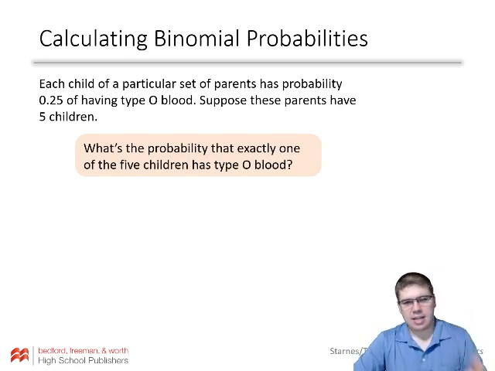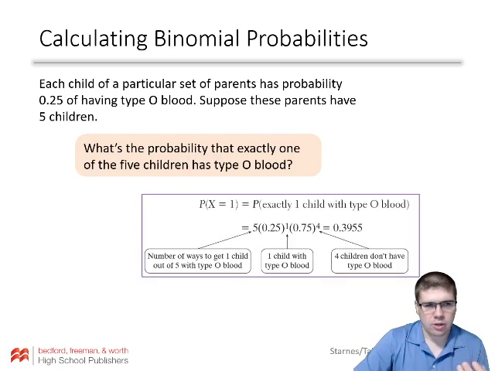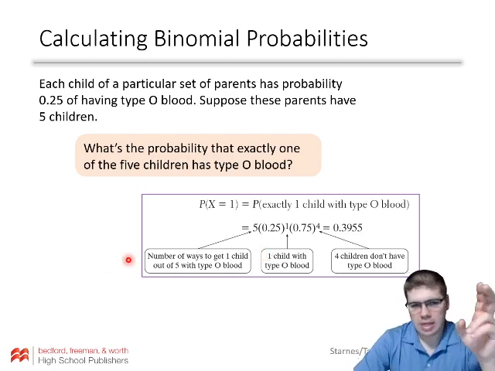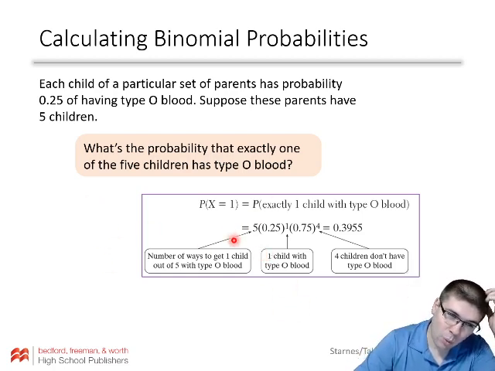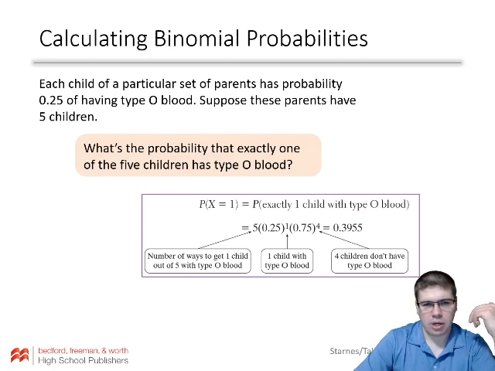All right, so in this case, yes, we could have 1 success and 4 failures, but there are 5 different ways that can happen. So the probability that x equals 1, where x is the number of successes, so exactly 1 child has type O blood. And so here's a probability we could do. 5 is the number of ways to get 1 child out of 5 with type O blood. I could have the first kid get it and the next 4 don't. I could have the second kid be the one that gets it. I could have the third kid be the one that gets it, and so on. So there are 5 different ways, and then there's my 1 success, so 1 child with type O blood, and then there's my 4 failures, my 4 without. And so that gives us our probability calculation with this.